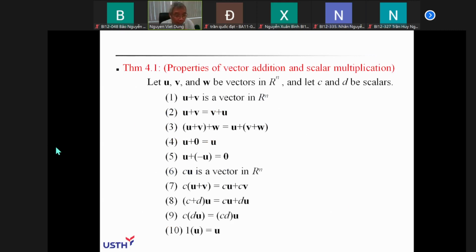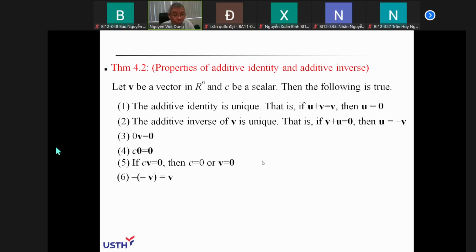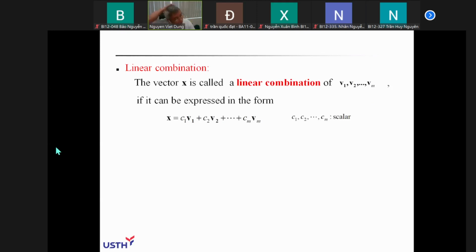Now we have 10 properties for the two operations. The first 5 properties concern the addition, and the last 5 properties concern the scalar multiplication. And that is what we are going to borrow to define the vector space, in the next few slides. And here are some more properties for the operations, and also for the zero vector. And now we have an important notion, that is a linear combination. It is here. I leave it for you because today we will work with that notion. So I repeat it here for you. I will not read it sentence by sentence, I just show you.